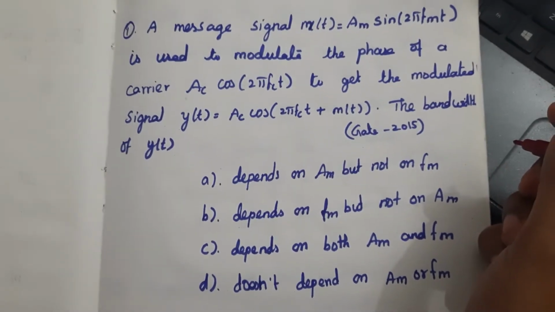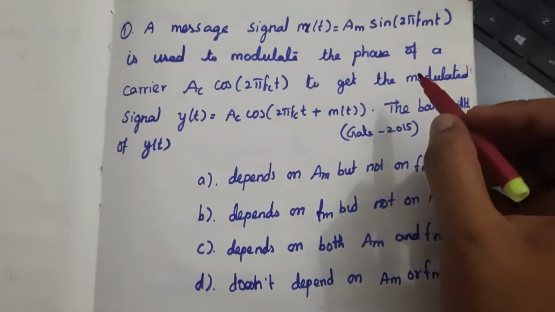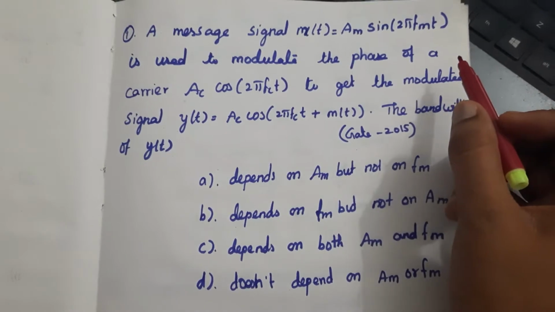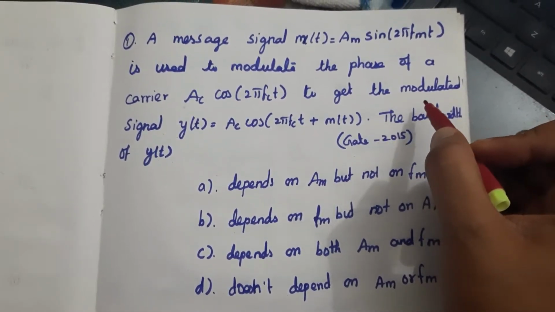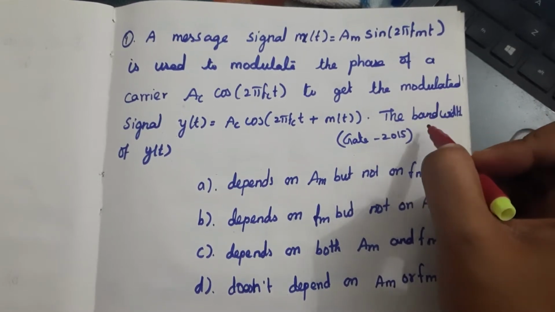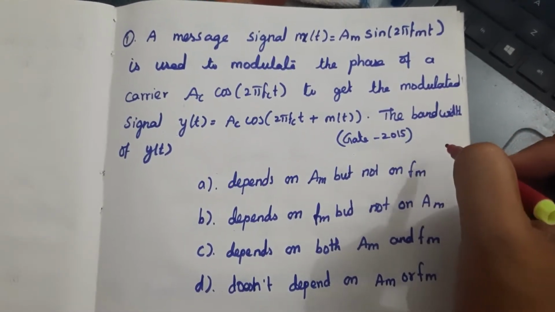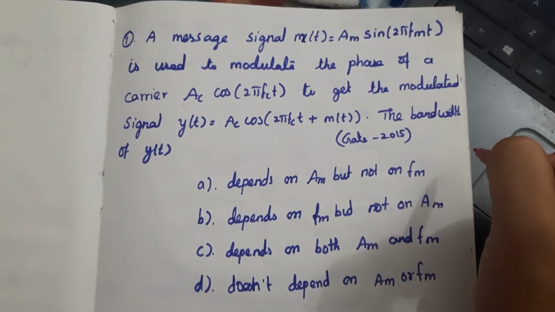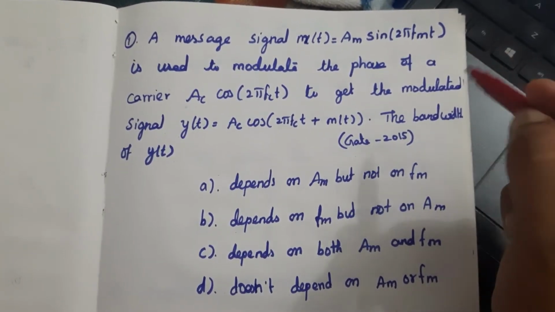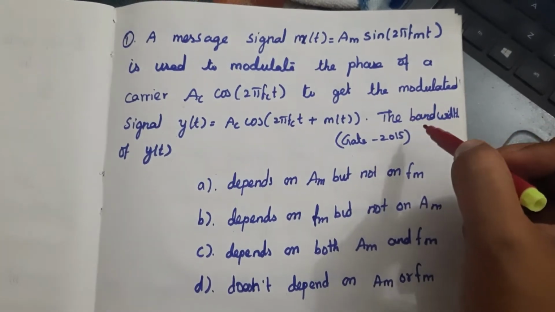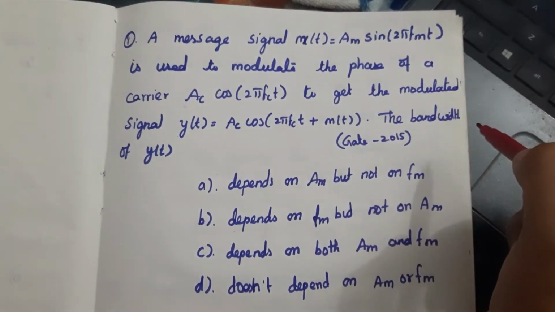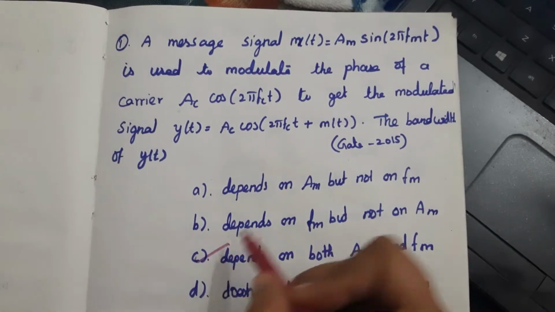First question, a message signal m of t equal to Am sin 2 pi fm t is used to modulate the phase of the carrier Ac cos 2 pi fc t to get the modulated signal y of t. The bandwidth of y of t depends on both Am and fm. So here the answer is C.